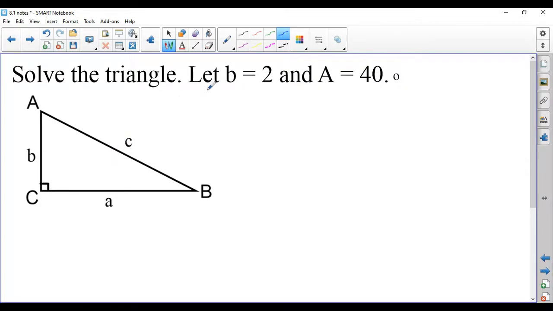So in this problem, b, the length of this side, is 2, and A is 40 degrees. When we're solving a right triangle, the first thing we can start with here is to find the measure of the other angle. Angle B would be the complement of angle A. Angle B must be 50 degrees.